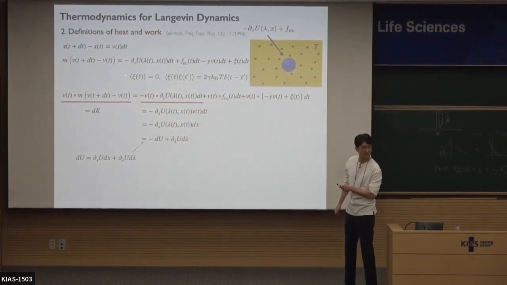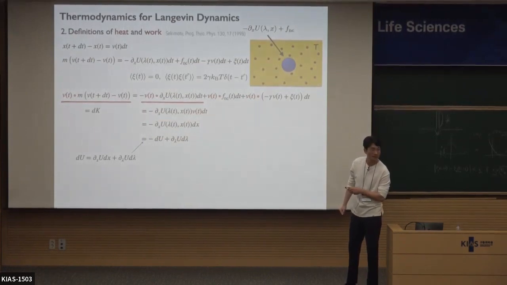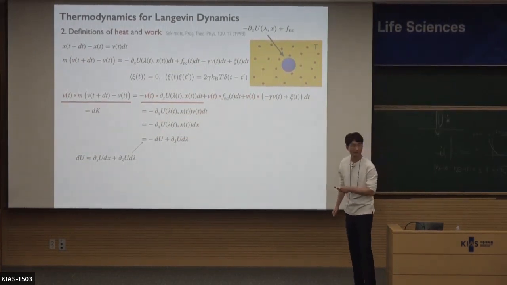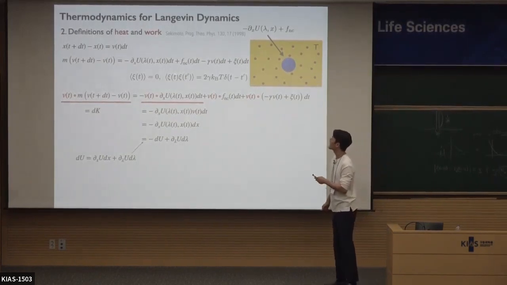Here what? I think you are using Ito calculus there, but when you define the kinetic energy and something, you are using the Stratonovich scheme. Yes. So I wonder, is it okay to use both schemes?